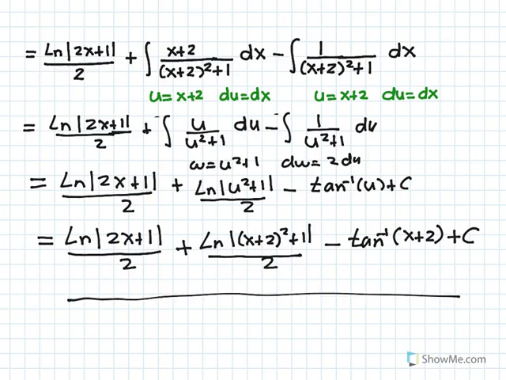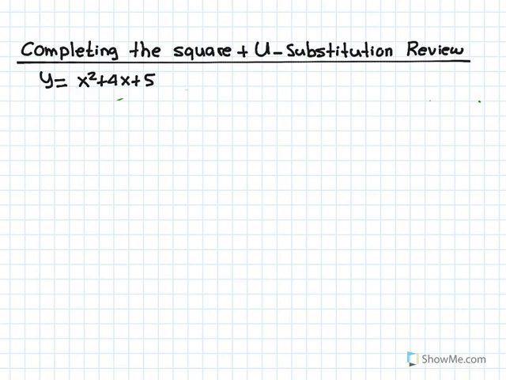Now let's do a bit of review on completing the square and the u substitution. So we have y is equal to x squared plus 4x plus 5. The trick is to take this number 4 divided by 2 and square it, and then add and subtract that number. This produces y is equal to x plus 2 squared plus 1. That's the process that we did, completing the square.